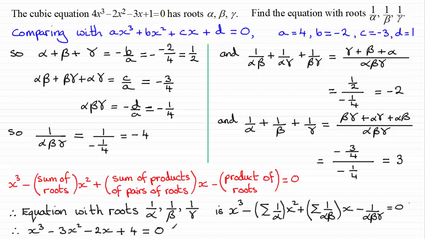Now, that's all very well. Take my word for it that this is the cubic equation with the roots of 1 over alpha, 1 over beta, 1 over gamma. Now, we never actually physically worked out what those roots were, and we don't have to to get this equation here. But what I want to show you is just to verify that this is true through a graphical method.